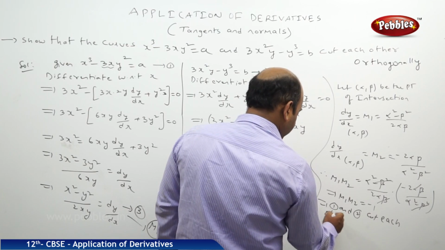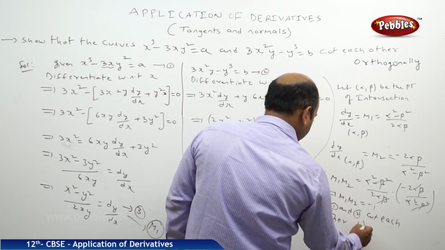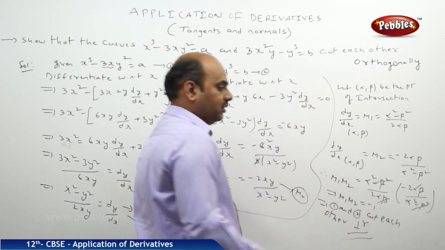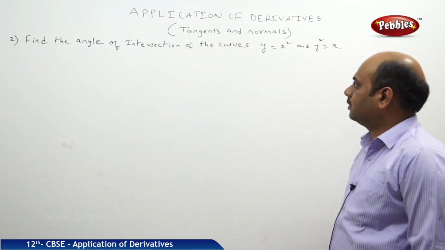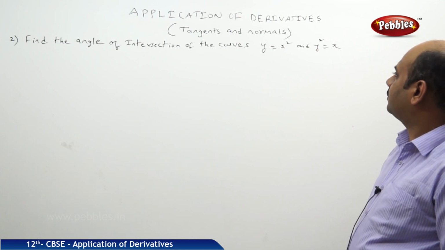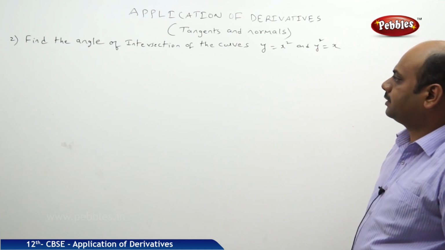Cut each other perpendicularly. This is the symbol. Going to see another important problem. Find the angle of intersection of the curves y is equal to x square and y square is equal to x.